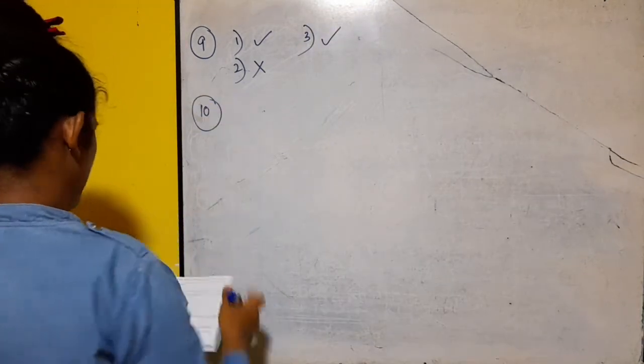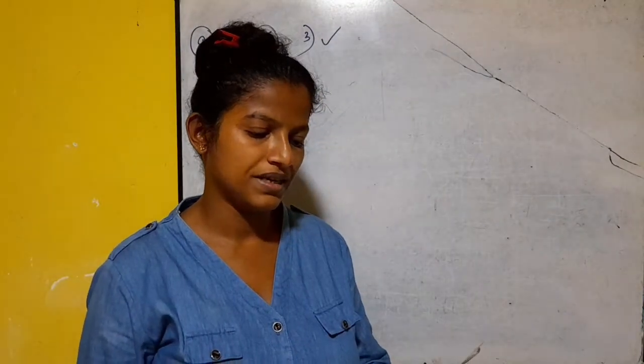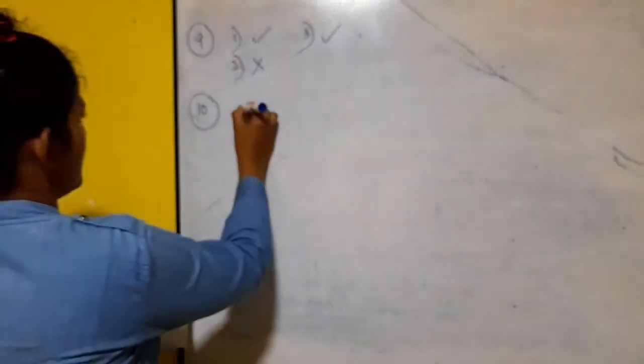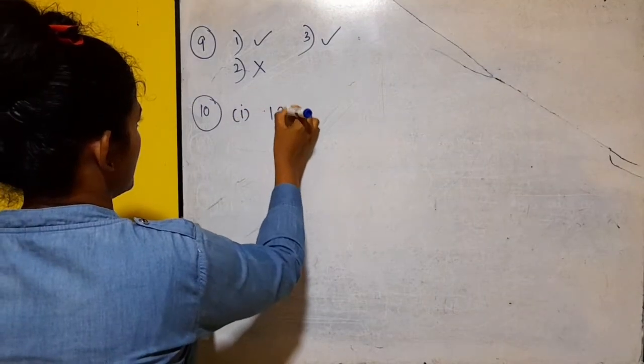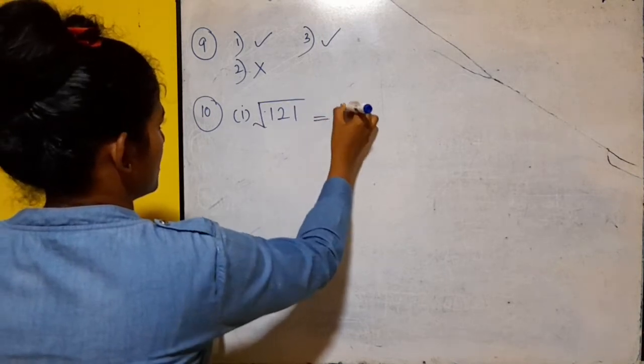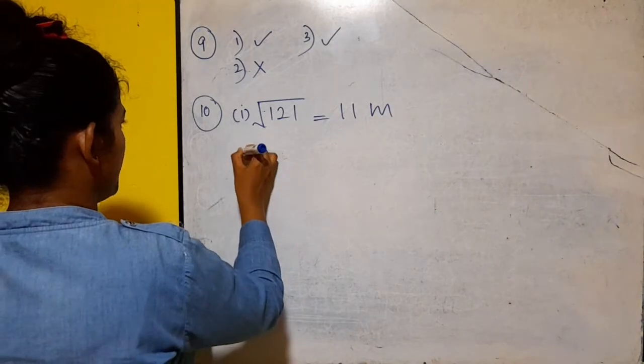Question number 10. The area of a square flower bed is 121 square meters. First question, find the length of a side. To find the length of a side, you have to take the square root of 121. That is 11. So the length of one side is 11 meters.